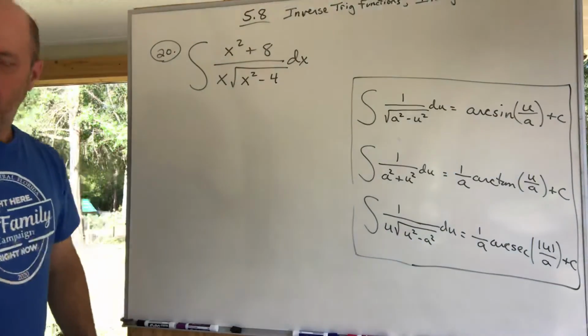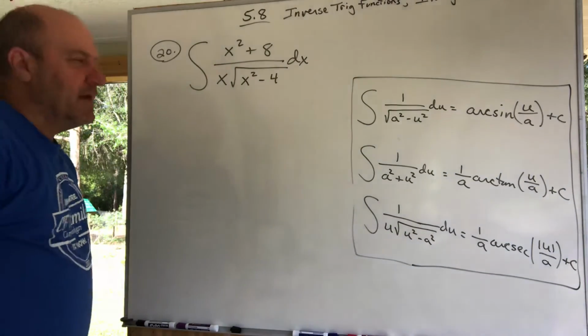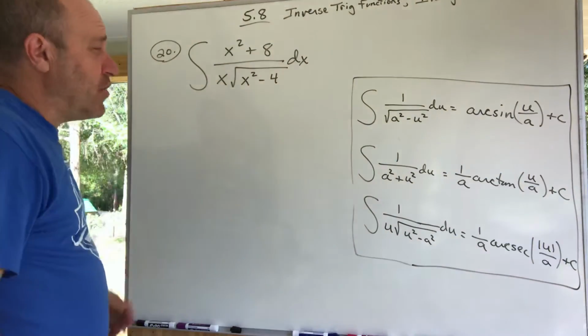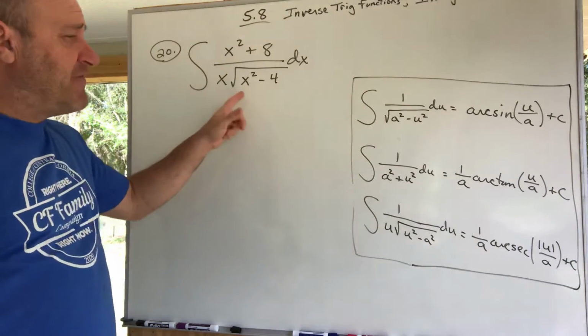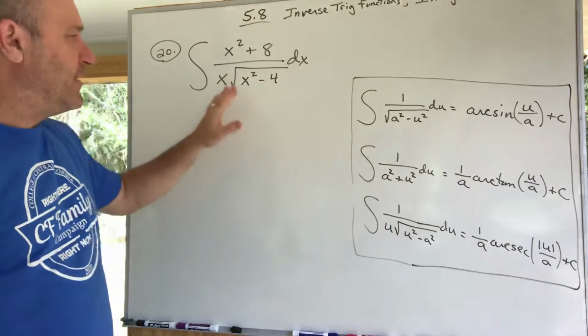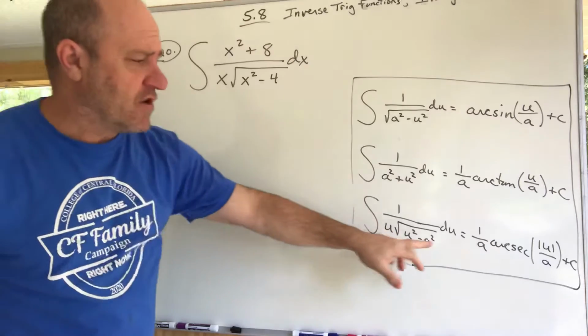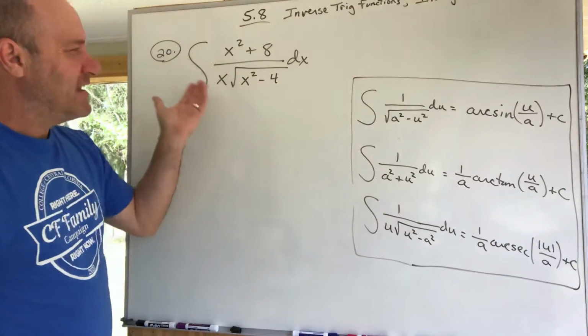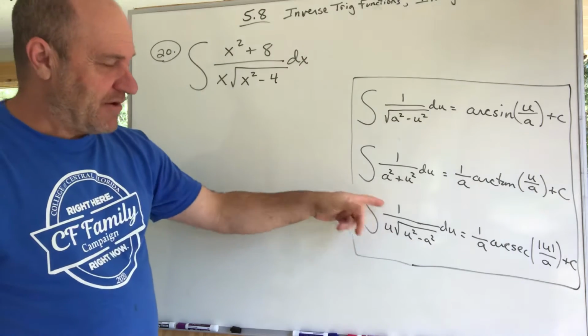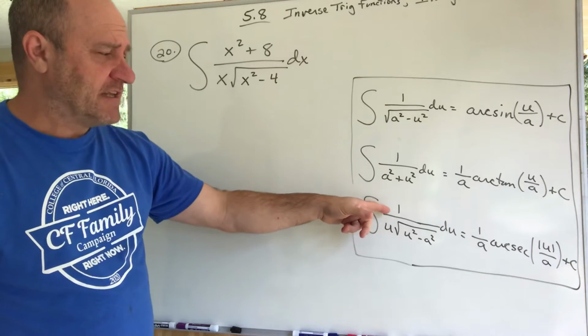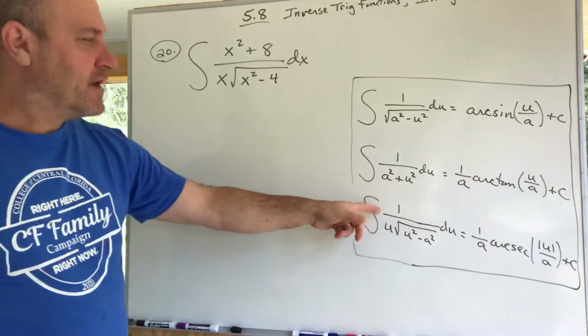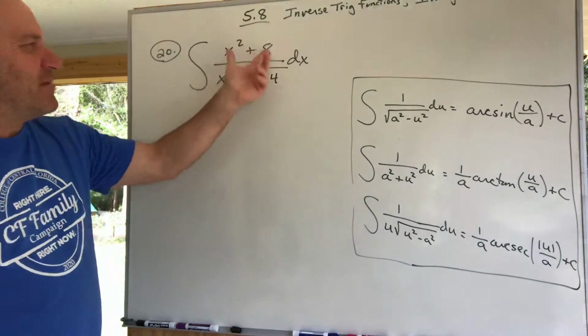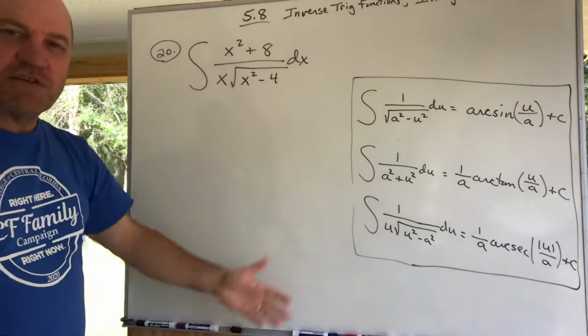So again, I'm sort of looking for the pattern, and I look at that denominator. That's my focus. It sure looks a lot like this arcsecant pattern, except the numerator sure doesn't. I need the numerator to be a number, a 1, a constant, or any constant would work. But that x squared plus 8 in the numerator throws this off big time.